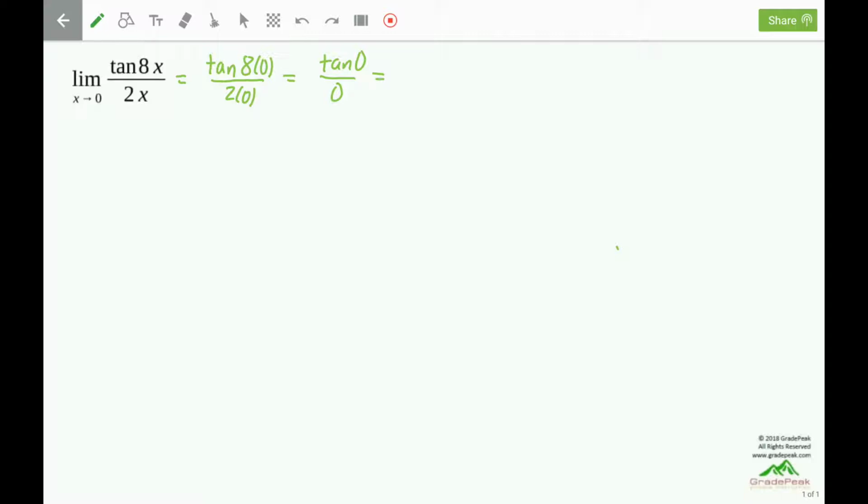The tangent of 0 is the sine of 0 over the cosine of 0. The sine of 0 is a 0. The cosine of 0 is a 1, so it's a 0 over 1. 0 divided by 1 is a 0, so we have a 0 over 0 indeterminate form.